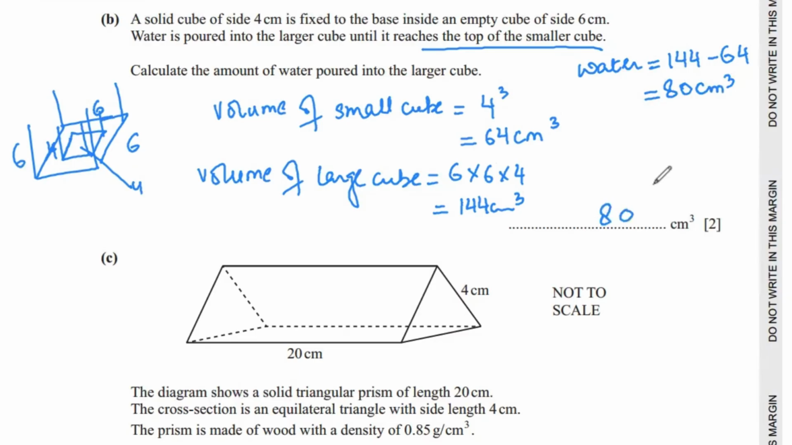Remember that it's talking about the level at which the small cube is, not the entire large cube. So the volume of the large cube will not be 6 cubed. It'll be 6 times 6 times 4. And once we have that volume, we subtract the volume of the small cube from it to find the amount of water that was poured into this cube.